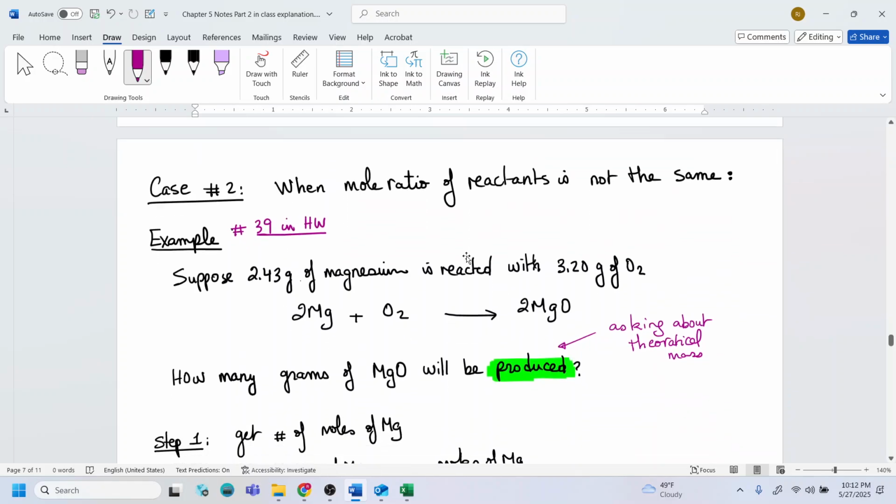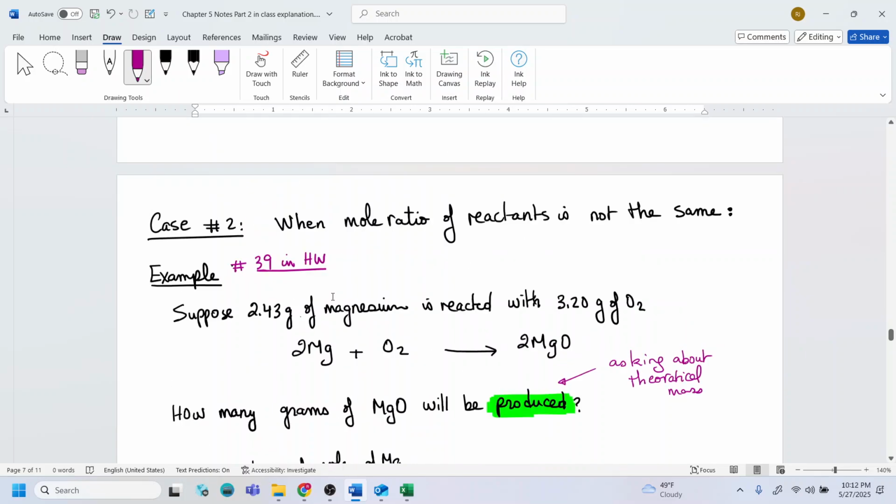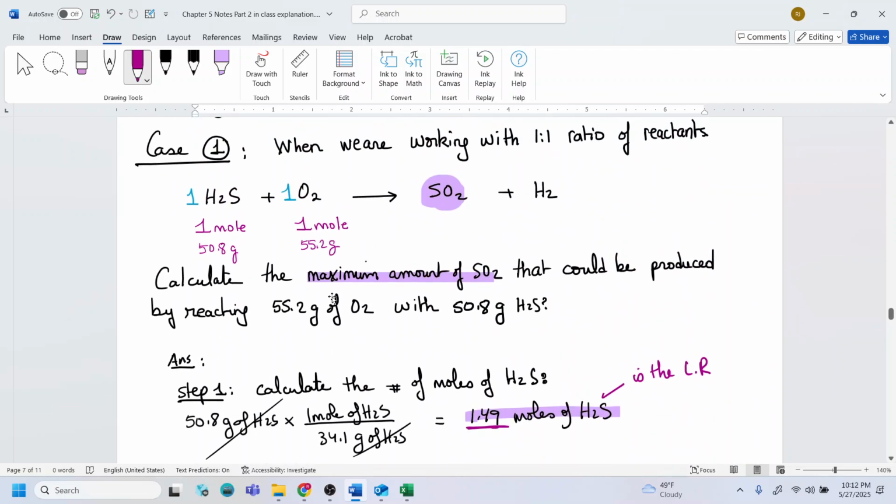The next case is whenever the mole ratios of the reactants are not the same. So we agreed that we have 2 reactants. One of the reactants is called a limiting reactant because we're using it all in order to get to the product, and the other one's going to be in excess. Okay, so here we have different mole ratios.